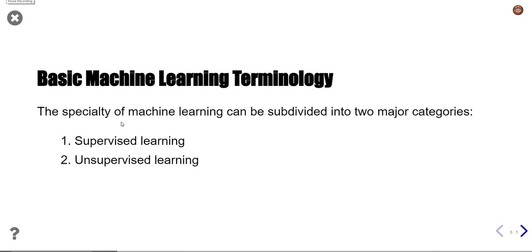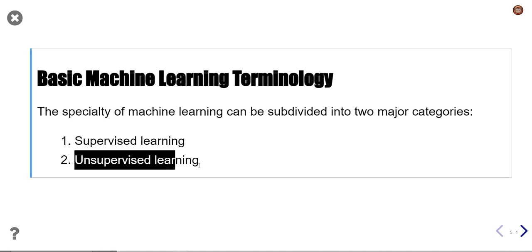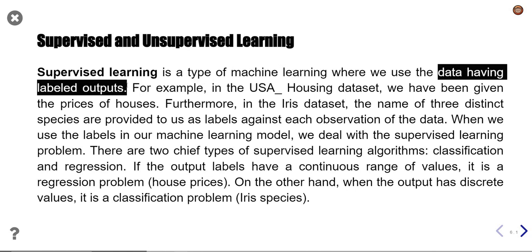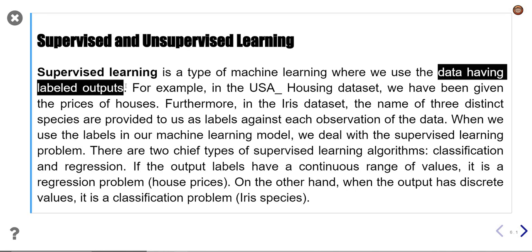Okay, sorry about that. As data science students, you should know these two terminologies: supervised and unsupervised learning. Of course, there are also such things as reinforcement learning, but that is not covered in the scope of our syllabus. These are the two major categories. So what is meant by supervised and unsupervised learning? Supervised learning is a type of machine learning where you use data having labeled outputs. Meaning supervised means you want to predict something. You have a label that you want to predict.